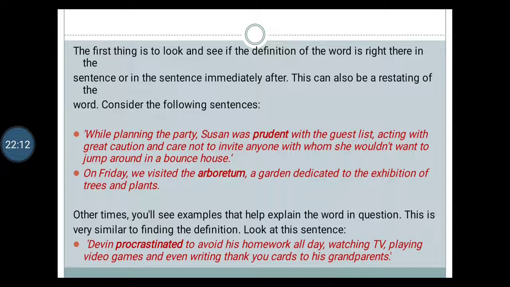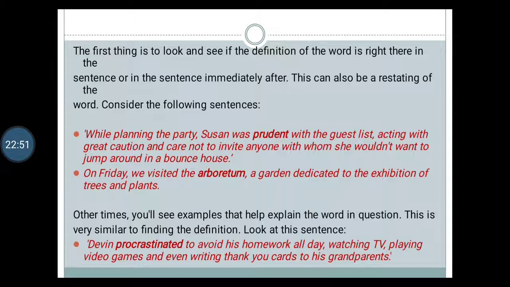So sometimes when a word is given, if you look very closely, you will find out that that word has actually been defined for you in the way it has been used in the sentence, or in the sentence close to the sentence where this word is found. So like I said, look and see if the definition of the word is right there in the sentence or in the sentence immediately after. So we call this a restating of the word.